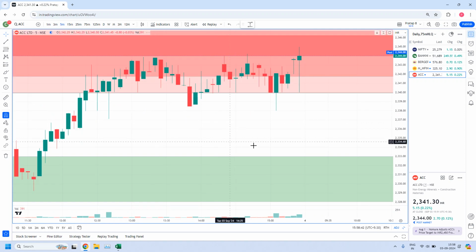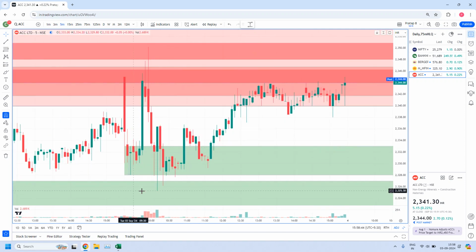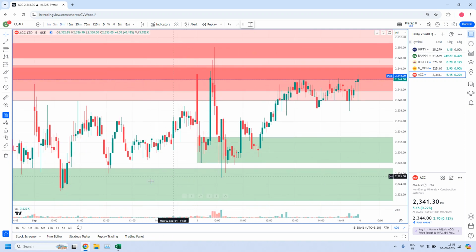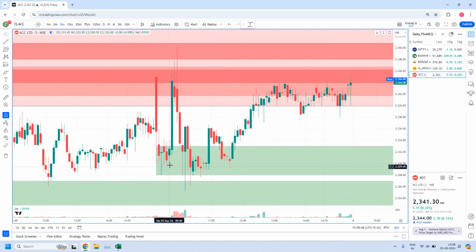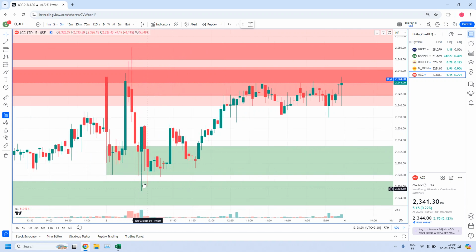So that is the reason why we have adjusted our target. Earlier this was the target. Now it is the new target. But actually it reached the earlier target. See here in this candle, it reached the earlier target. Maybe you would have got more profit if you had used a trailing stop loss. I will show you the trailing stop loss also. But in this candle, finally it reached the target.